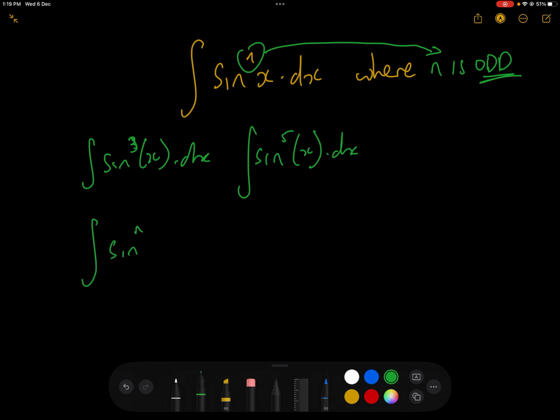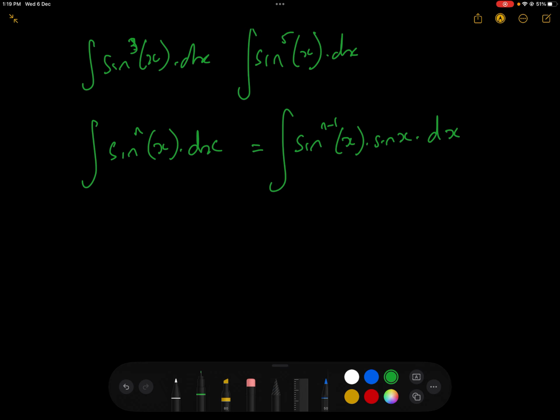So we've got the integral of sine to the n x dx, and what we're going to do in every single n is split it into the integral of sine to the n minus 1 x times sine x, which is sine to the power of n x. We are going to use the trigonometric identity cos squared x plus sine squared x equals 1, i.e. sine squared x equals 1 minus cos squared x.